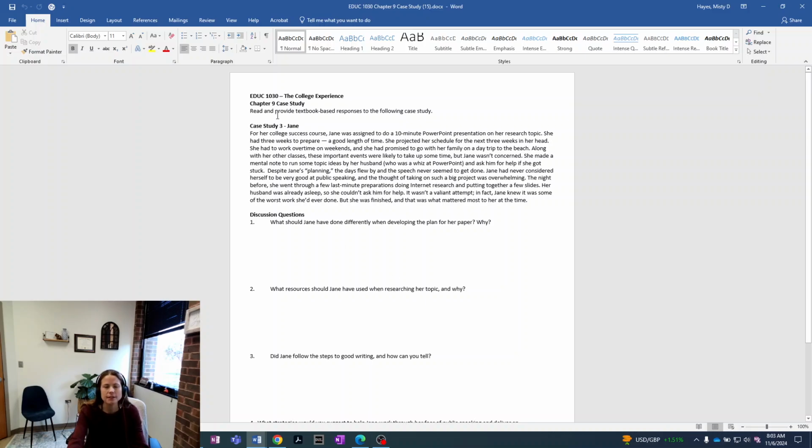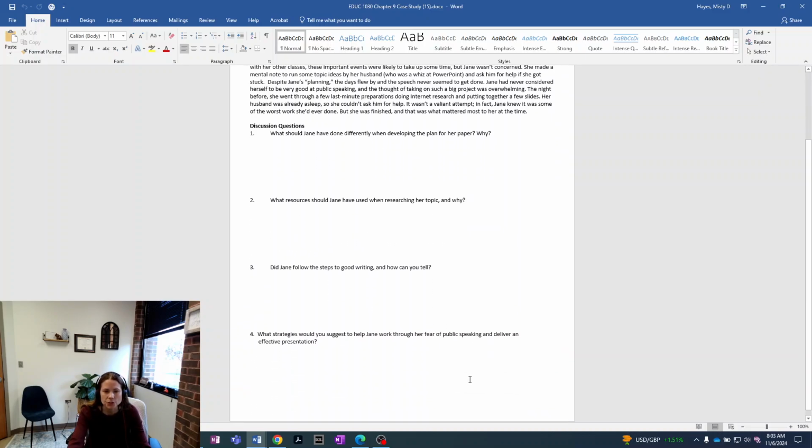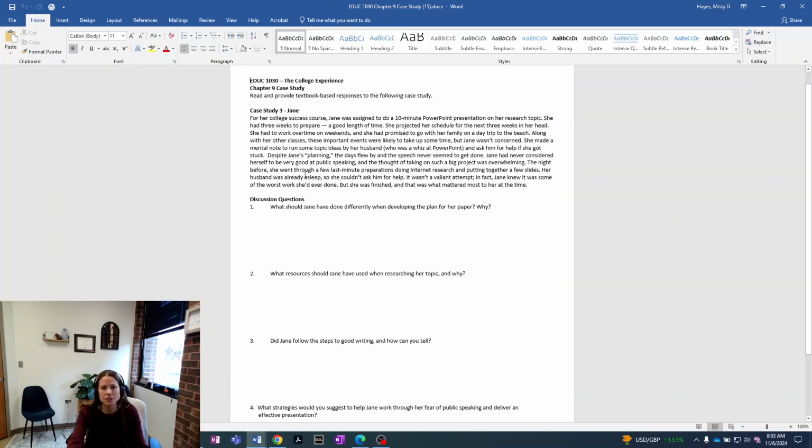if you read the instructions of the assignment, it instructs you to provide text-based responses. So textbook means you're going to look in the textbook to help you answer these questions. You will also use the information given to you in the case study. Now remember, when you're doing discussion questions, it's a little bit different than answering a question on a quiz, right? Because discussion questions have a lot to them. A lot of times it'll ask you why after the question.